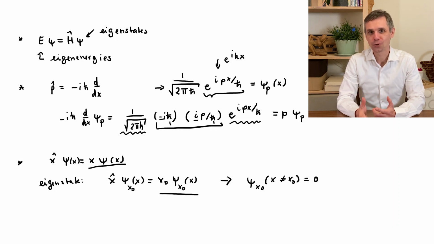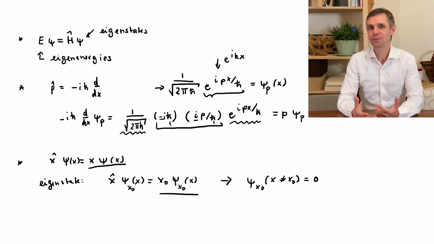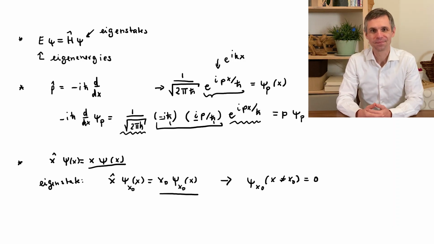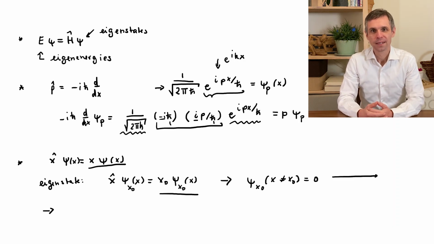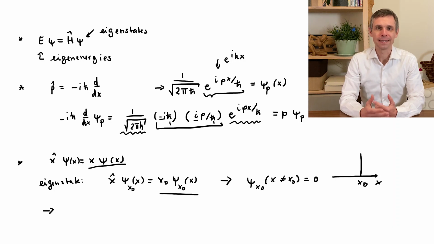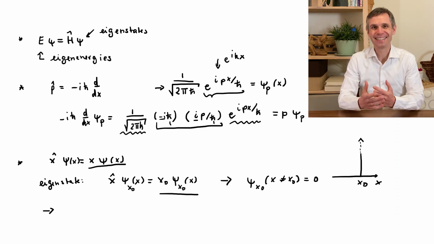Especially because we want to use this as a probability density. And if this is finite only at a single point, we would never really find anything there, because the region just would be too small. Instead, we need a very singular function. This psi x naught is non-zero only at a single point, but at this point it must be infinitely large.